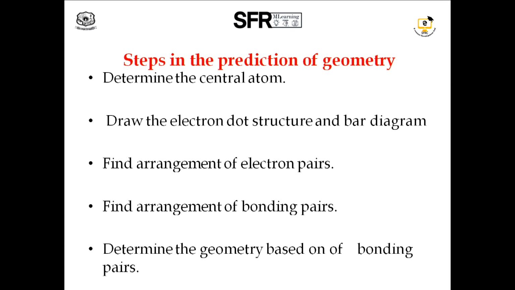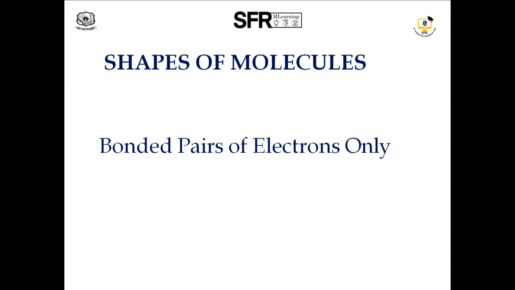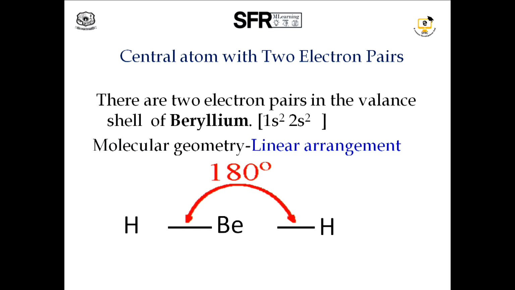First, we determine the central metal atom. So, we see some examples. Based on the examples, we can easily predict the geometry of the molecule. Based on the bond pair electrons, the geometry may be determined. For example, we consider the molecule beryllium hydride, BeH2. Beryllium's electronic configuration is 1s2 2s2, so there are 2 electrons in the valence shell. Based on the bond pair electrons, the geometry may be linear. There are no lone pair electrons, so this example is based on the bond pair electrons only.